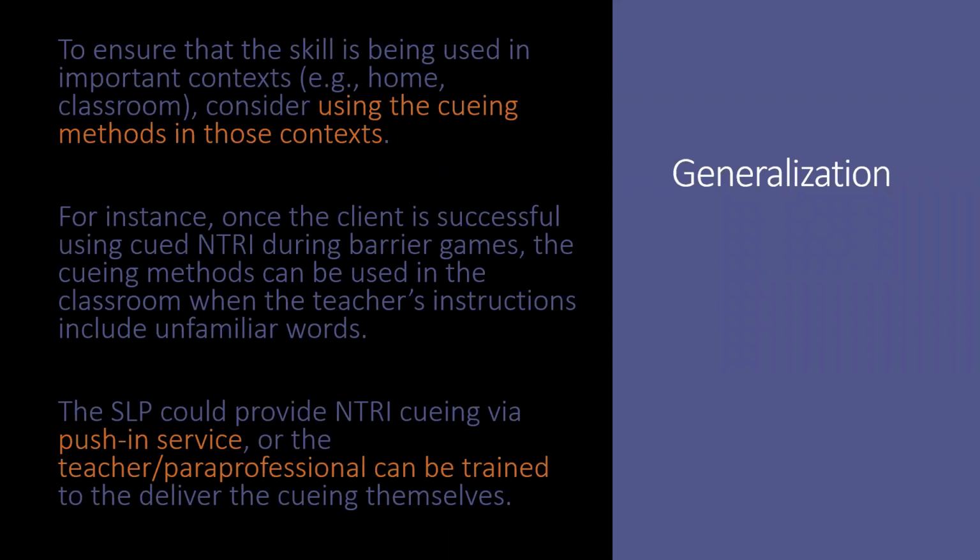To ensure that this skill is being used in important contexts like home and the classroom, consider using the cueing methods in those contexts. For instance, once the client's successful using cued NTRI during barrier games, the cueing methods can be used in the classroom when instructions of the teacher include unfamiliar words. The SLP could provide cueing via push-in services, or the teacher or paraprofessional can be trained to deliver the cueing themselves.